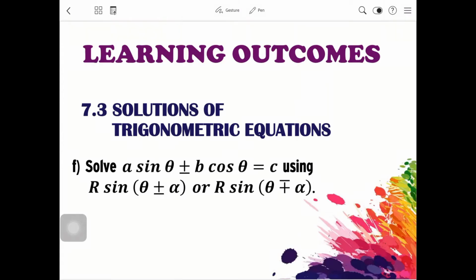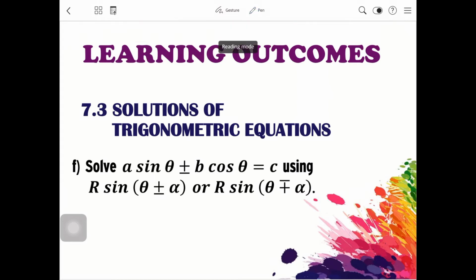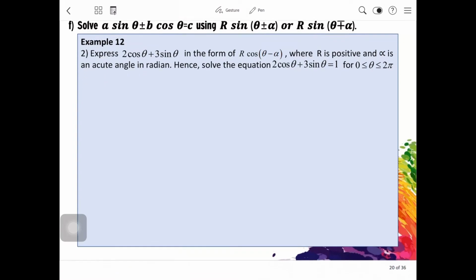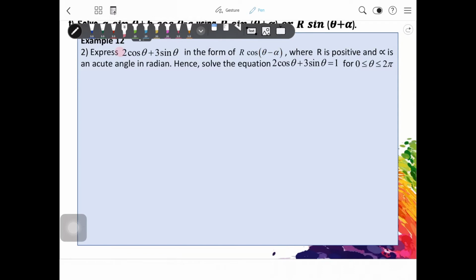Hi, in this video, we are going to learn to use the R form that we learned in the previous video to solve an equation. So let's look at example 12. We will have 2 cos theta plus 3 sin theta, and we have to express it in the R form, and then we have to solve it equals to 1. Let's start with expressing it into R form first.